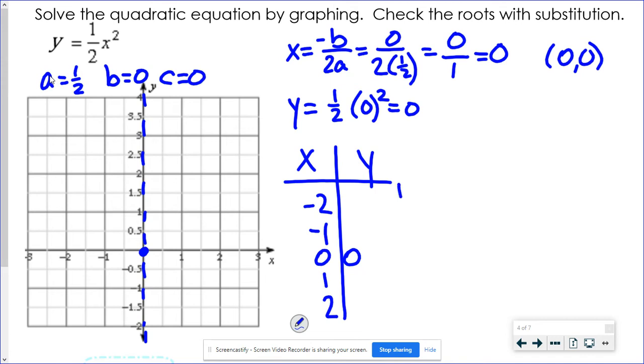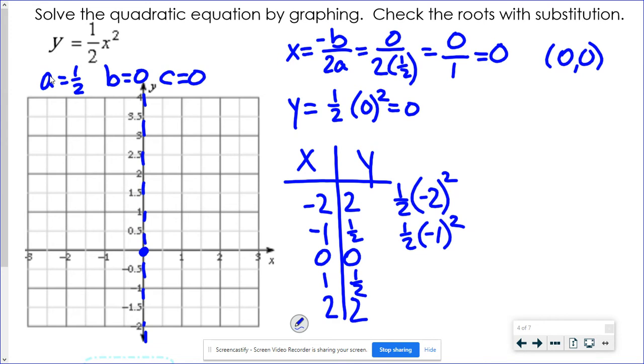Negative 2 squared would be 4, and half of that would be 2. If I would use a positive 2, 2 squared is 4, half of that is 2. When I put in a negative 1, negative 1 squared is 1, times a half is a half. And when I put in a positive 1, 1 squared is 1, times a half is 1/2.